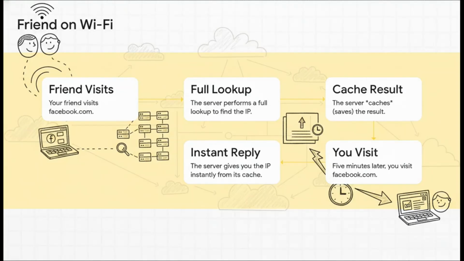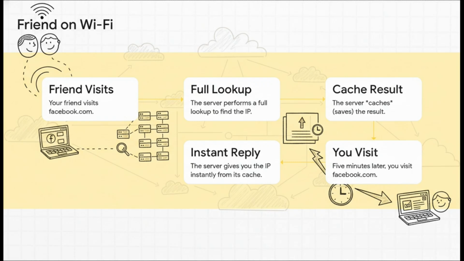Okay, imagine you and a friend are on the same Wi-Fi network. Your friend goes to facebook.com. The recursive server at your ISP does the full investigation we just talked about. It asks the root, then the TLD, and then the authoritative server to find the IP address. Then, and this is the critical part, it saves that answer in its cache. So a few minutes later, you type in facebook.com, the server doesn't have to do that whole search again. It just goes, I remember this one, and gives you the IP instantly.